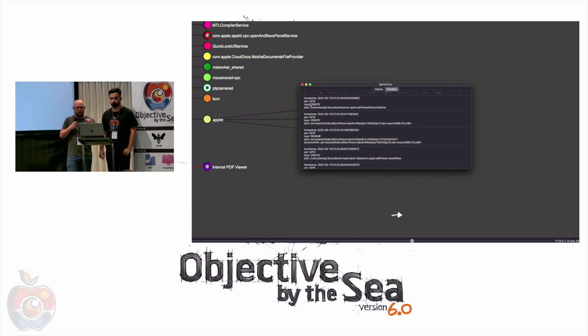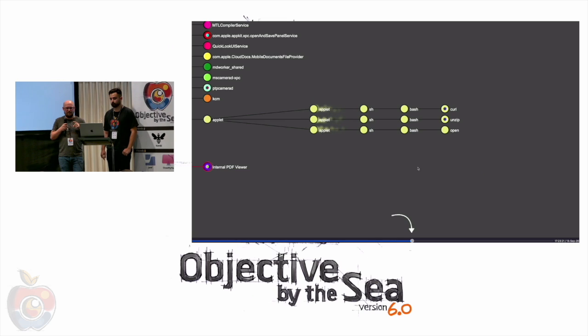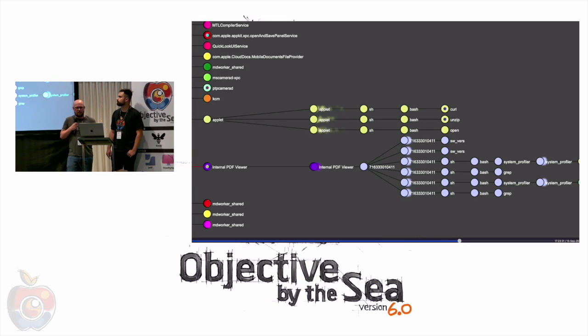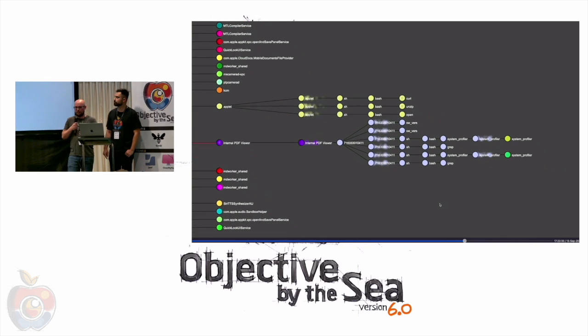So a cool feature in SpriteTree that I've saved for last is that we've added a timeline slider. What you're looking at here are the processes that exist before the correct PDF was loaded into the stage 2. If we drag that timeline slider, we see what happens after the correct PDF is loaded into the app.